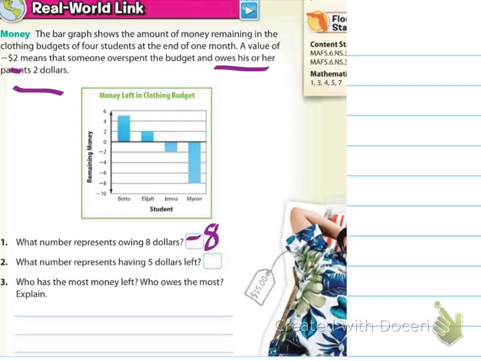It goes on to ask number 2, what number represents having $5 left? So you've got $5 in your pocket. What does that look like? What kind of number does that look like? Does it look like +5 or -5? That would be +5. We have $5.